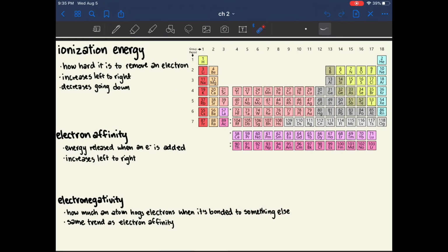The next periodic property is ionization energy. Ionization energy is how hard it is to remove an electron from its valence shell. So this property increases from left to right, and this is also because of the effective nuclear charge.